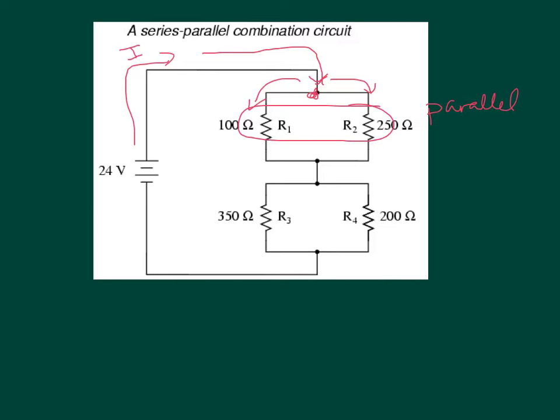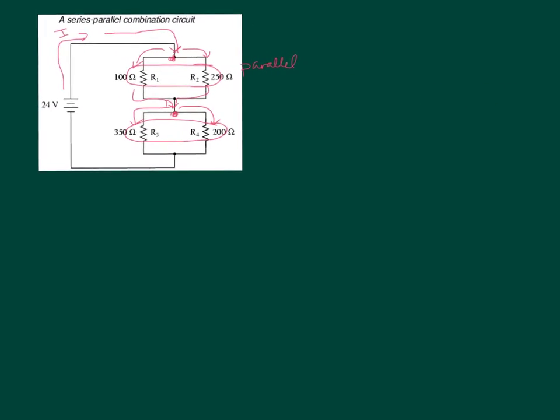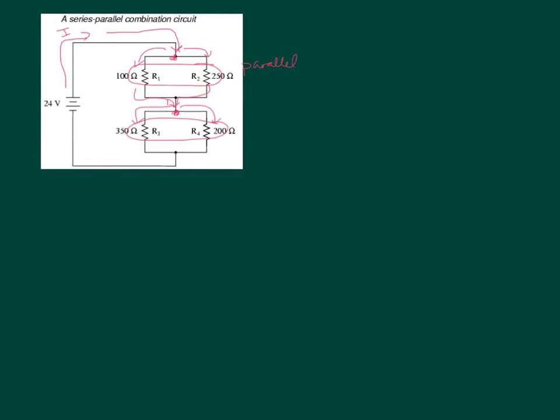Let's continue real quick. Then the current comes back together at this point, and when it gets here, it has another choice, and it could go to the left or it could go to the right. So we have two parallel circuits here. What we need to do is take this and squish those parallel circuits down so that they are one circuit.